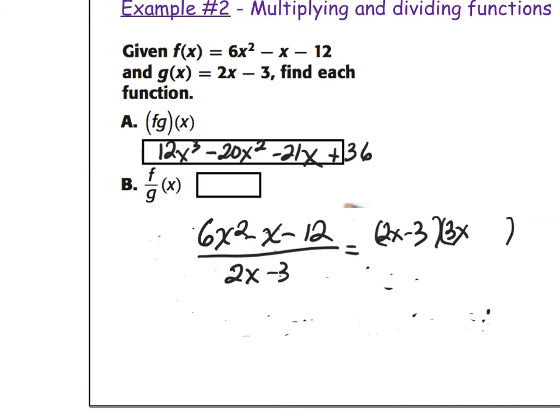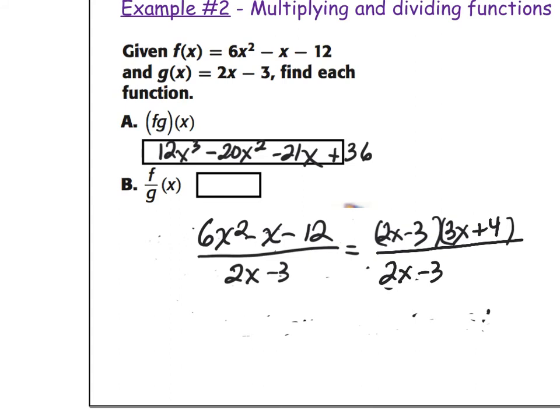Okay, now what makes this last term? So what times negative 3 gives me negative 12? Well, that's going to be positive 4. So positive 4. And I'm just going to check and see if this will work.